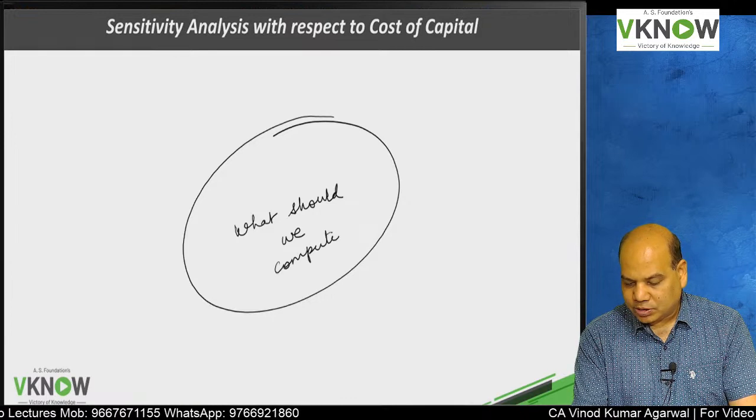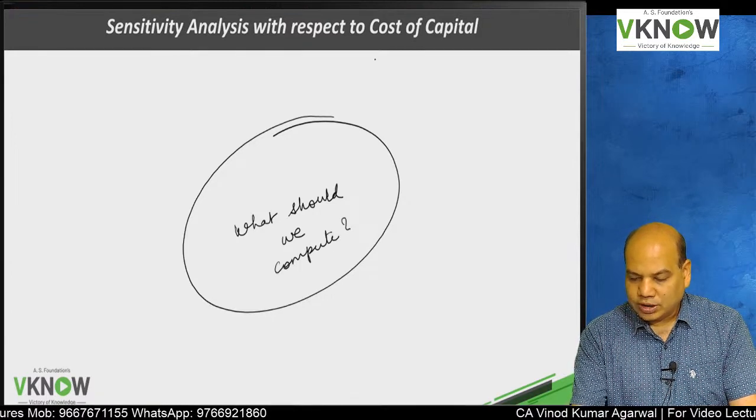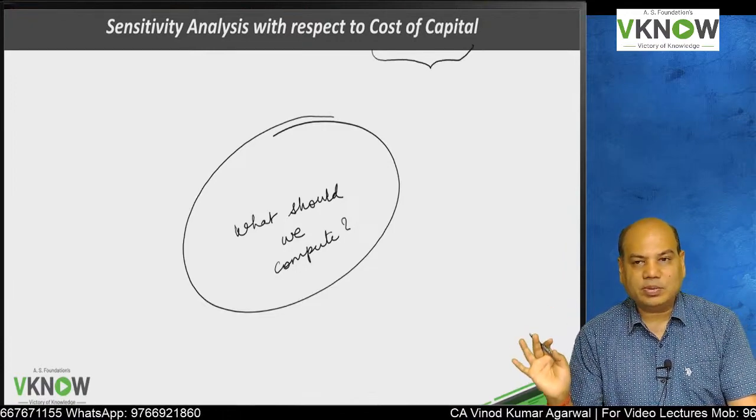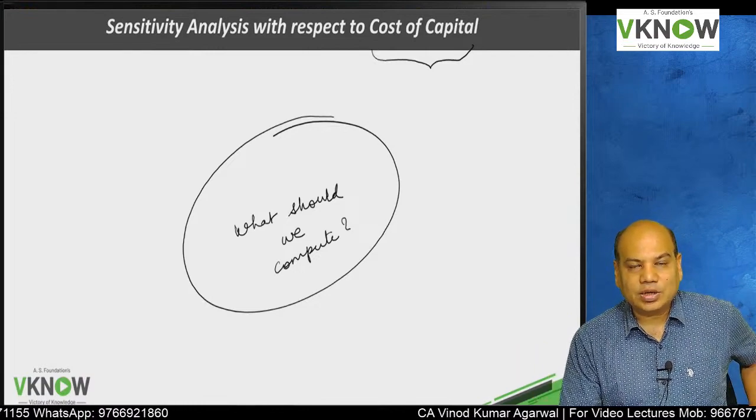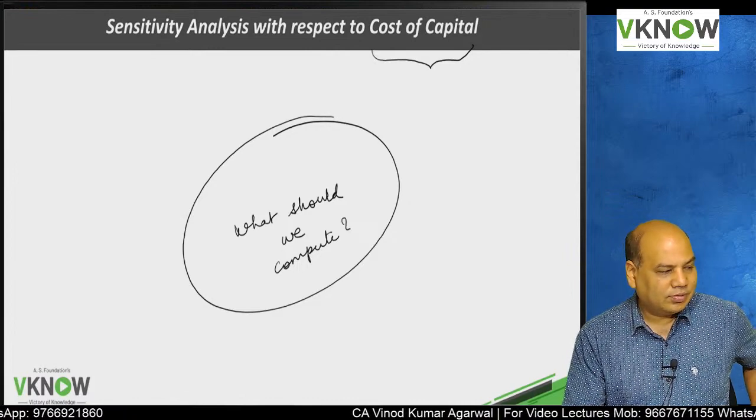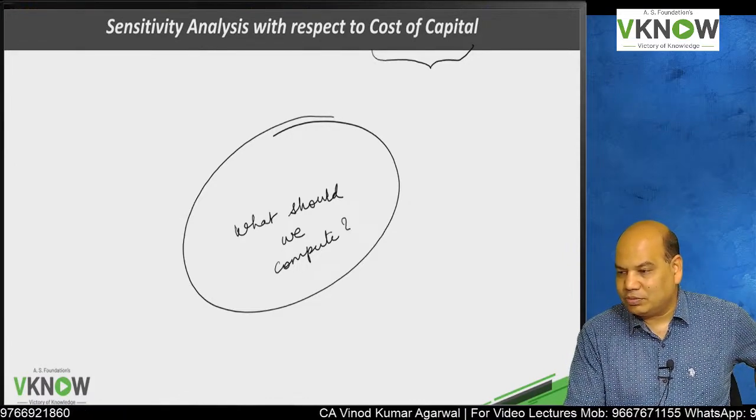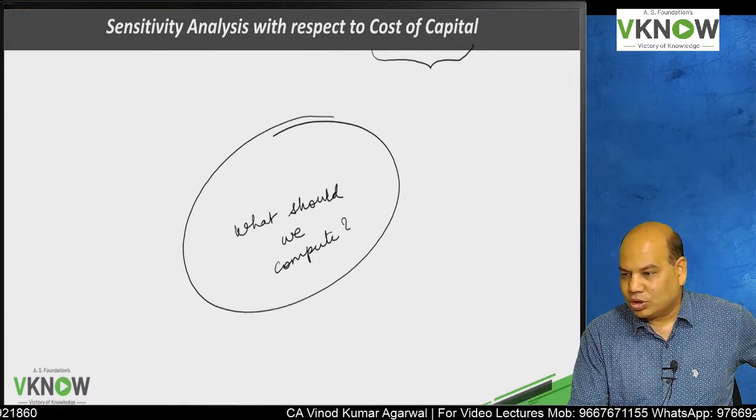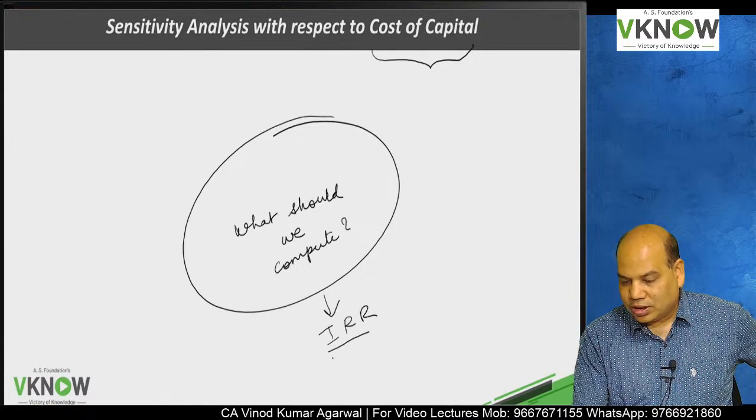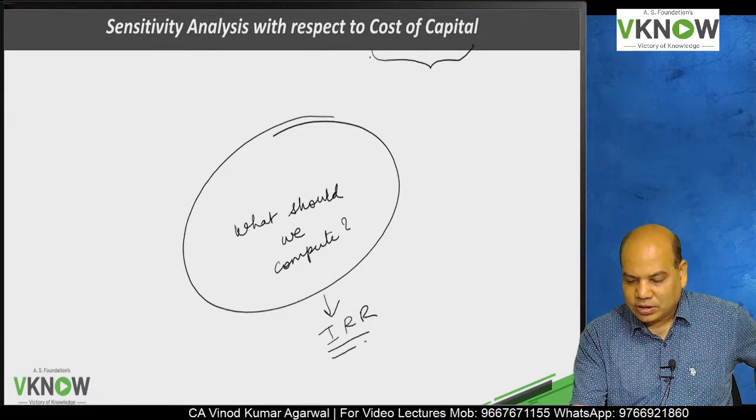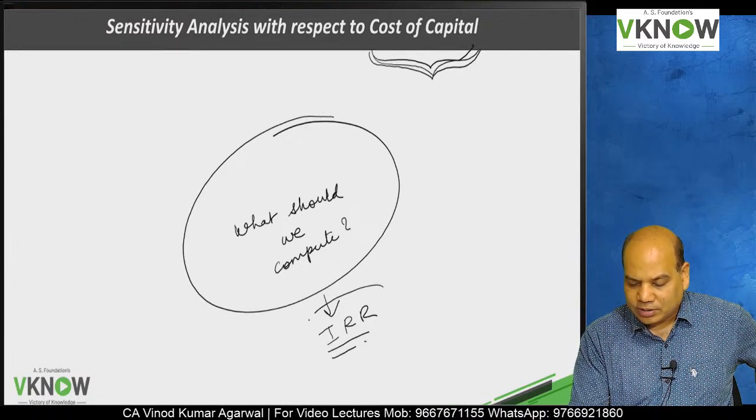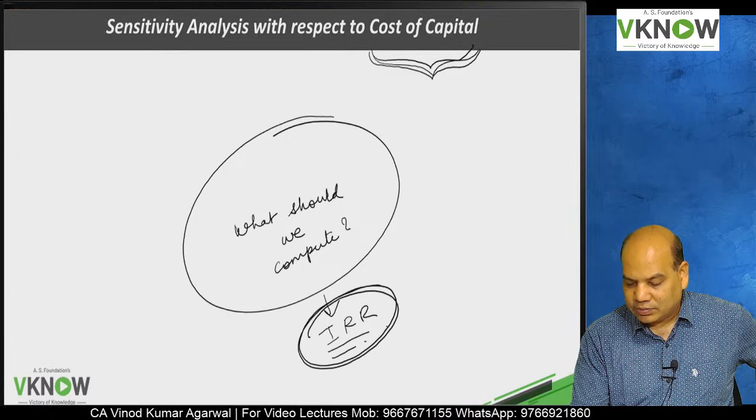Sensitivity analysis with respect to cost of capital means to what extent cost of capital can rise such that NPV will be 0. What is that discount rate at which NPV will be 0? I am giving you a hint. What is the discount rate at which NPV will be 0? So what do you call it? You call it IRR. Very good answer. So basically, whenever they will ask you to apply sensitivity testing to cost of capital, you need to calculate IRR.